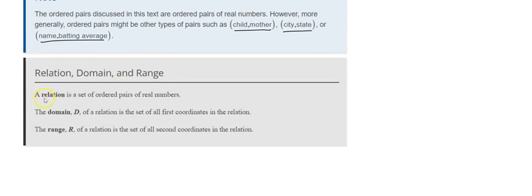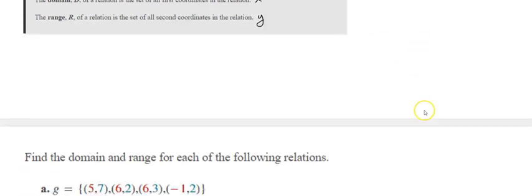So, whenever you hear me say in class a relation, it is just a set of ordered pairs of real numbers. Real numbers, okay? So, we will use things like X and Y. Okay. So, the domain, D, of a relation is a set of all first coordinates in the relation. Here is our first coordinate. So, first coordinate will be all your X's. The range, or R, of a relation is the set of all second coordinates. Okay, so we have our second there, and that is going to consist of all the Y.